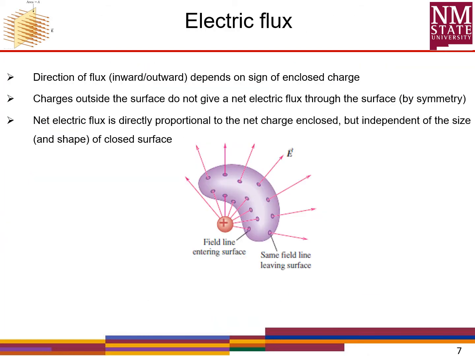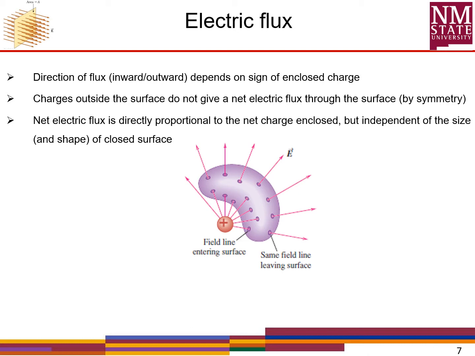So now it's time to discuss Gauss's law. But before I move to Gauss's law, let me summarize electric field and flux. We talked about inward and outward flux. The direction of flux depends on the sign of the enclosed charge. If you have a positive charge, then we have outward flux. If you have a negative charge, then you have an inward flux. The second point is that charges outside the surface do not give a net electric flux to a surface by symmetry. We already discussed an example, but here you can see another example.